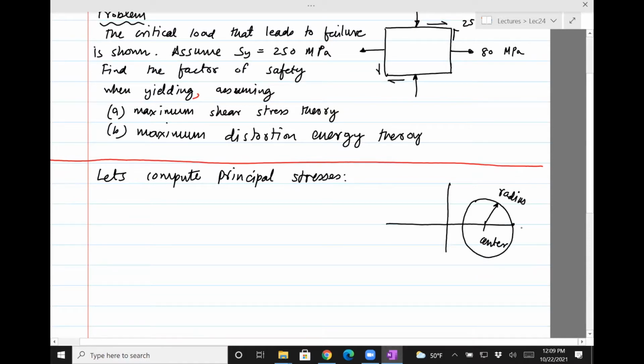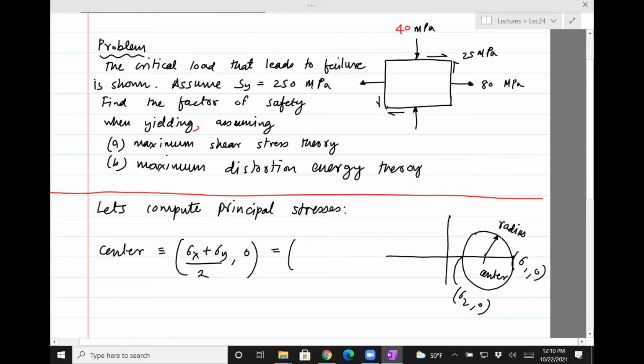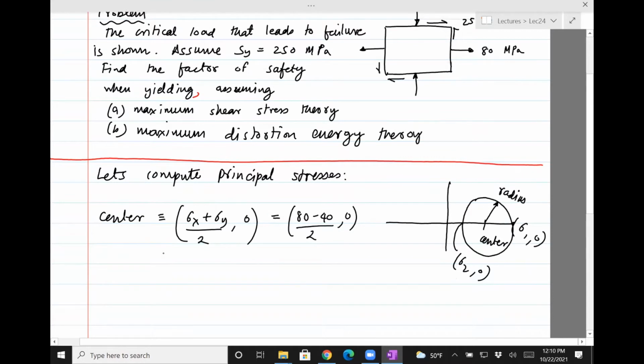So if we know the center and radius, we can find sigma 1 and sigma 2, right? It's basically the center plus or minus radius will give me sigma 1 and sigma 2. So let's just find this radius and center of the circle. The center is given by (sigma x plus sigma y) divided by 2, comma 0. Sigma x is 80. Sigma y is minus 40 because it's compression, divided by 2, 0. And so the center is at 20, comma 0.